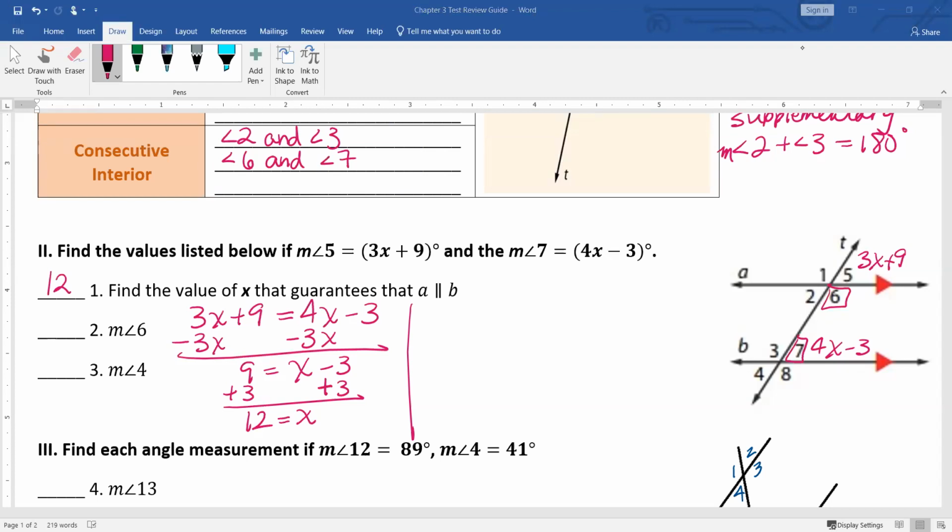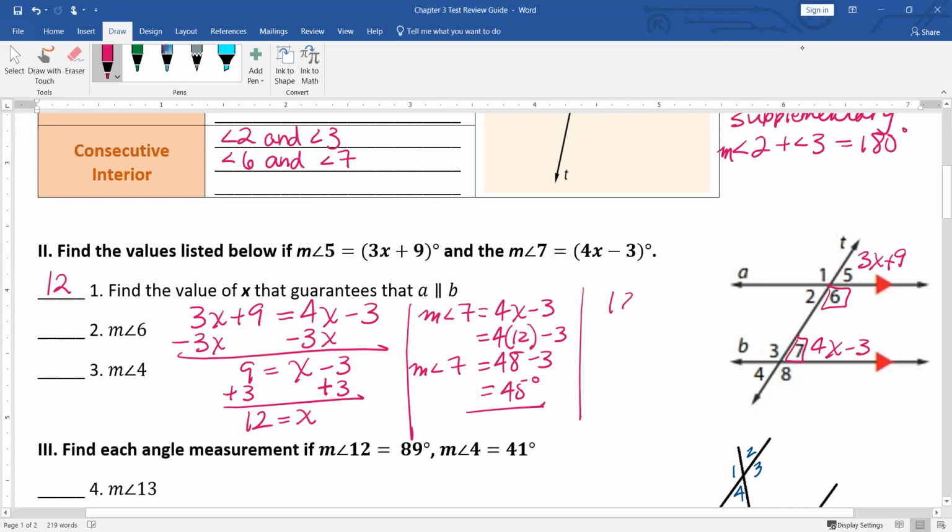So I start with the measurement of angle 7 equal to 4x minus 3, and substitute in that 12 for x. I find that the measurement of angle 7 is 48 minus 3, which is 45 degrees. I can use that to get 180 degrees minus 45 degrees, which gives me 135. The measurement of angle 6 is 135.